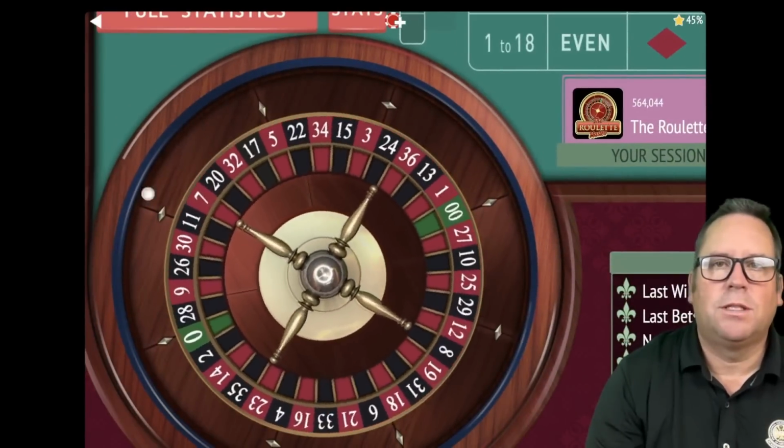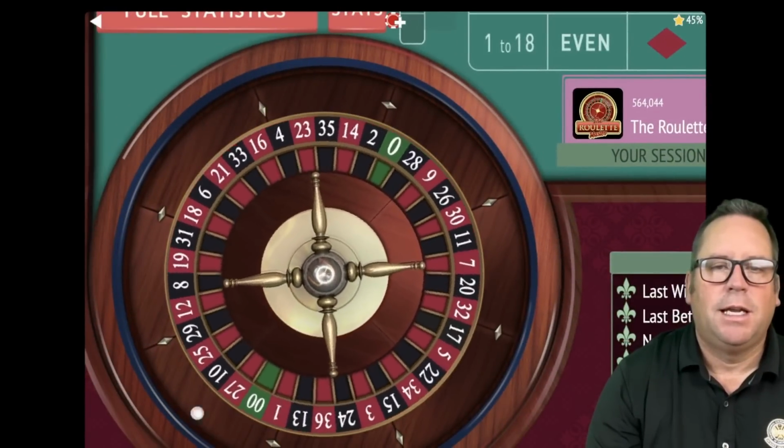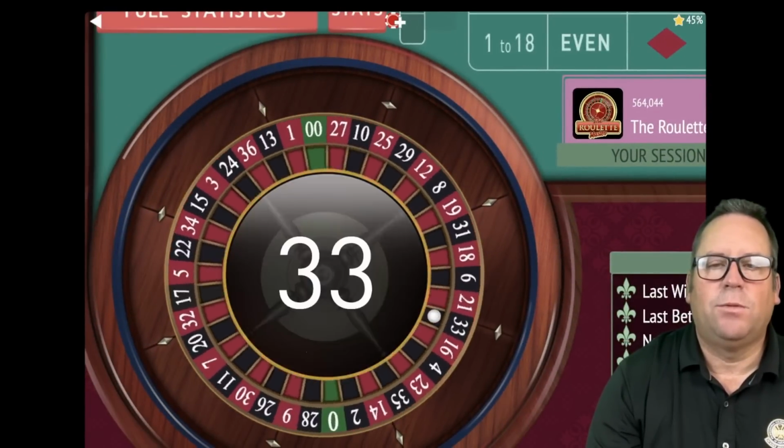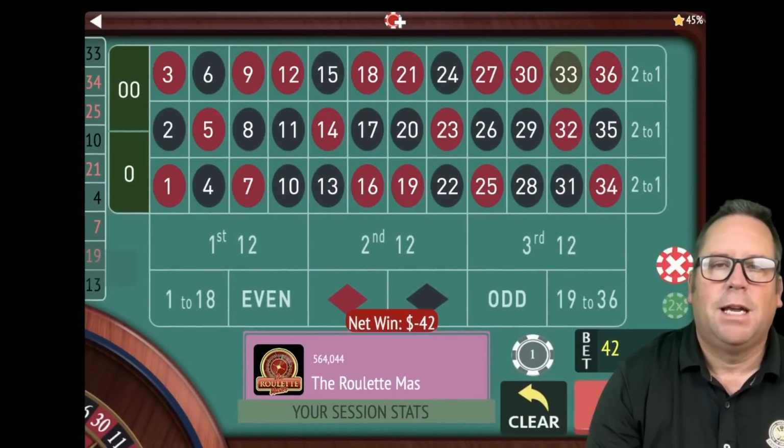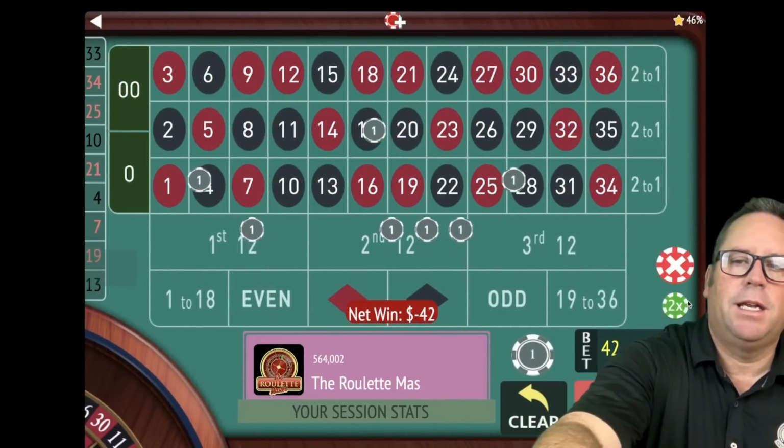There's a lot more rules to this that you guys need to know. And the bets don't reset that often. We just reset because we hit a street. And that's a 33 black. And we lost. So we're going to go ahead and double that again.